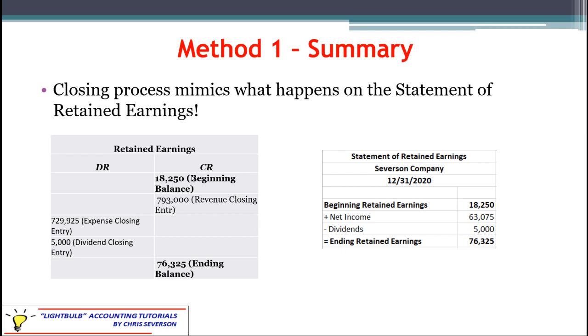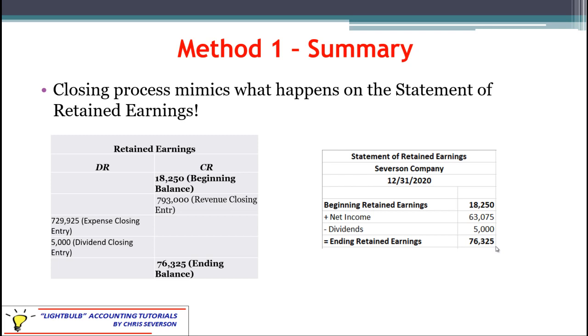That is the exact same thing that's going on in our closing process. We start with the beginning balance of $18,250. We add revenues, subtract expenses: credit revenues, debit expenses, which ends up adding and subtracting respectively. Now the net of these amounts is $63,075. We debit retained earnings, which reduces it by $5,000. That's just like us subtracting $5,000 in dividends, and we end up with the same ending balance of retained earnings.